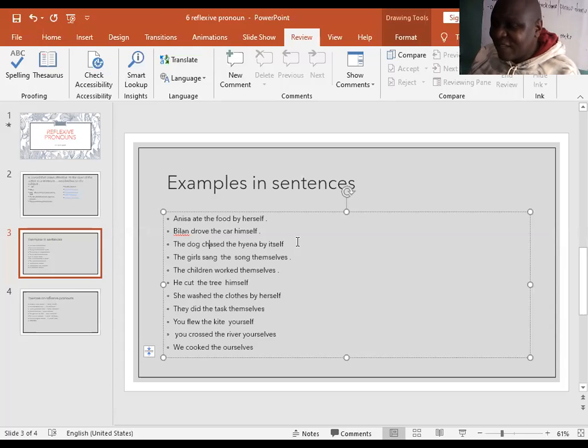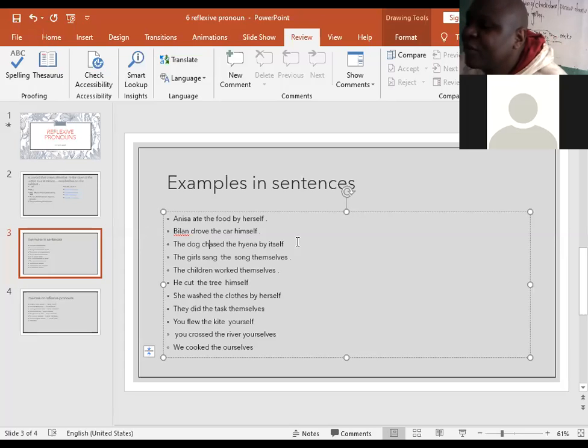Now, next we have the girls sang the song themselves. That is what I was talking about. When the doer of the action is plural, or the doers of the action are plural words or plural pronouns, then the reflexive pronoun must also be in plural. So here I have the girls sang the song themselves. Let me give you an example of how it could work.